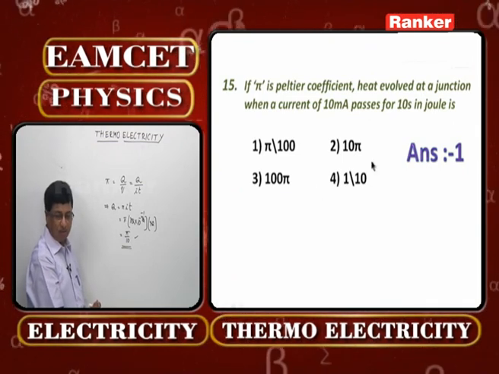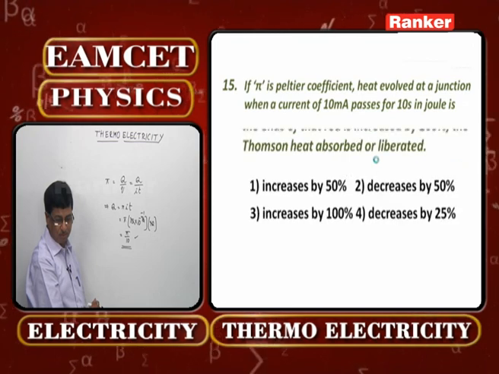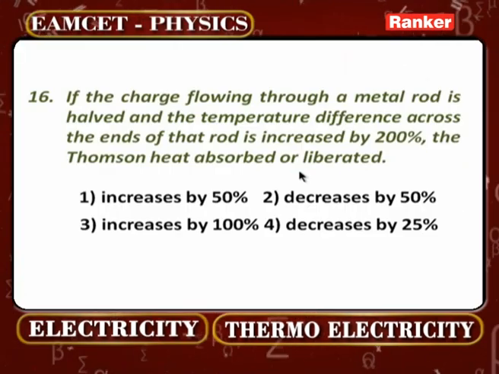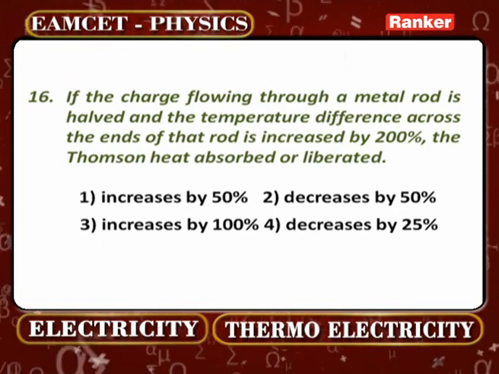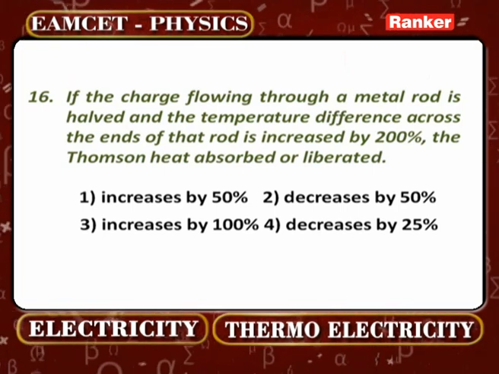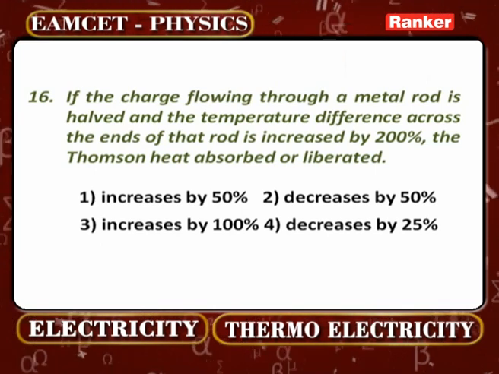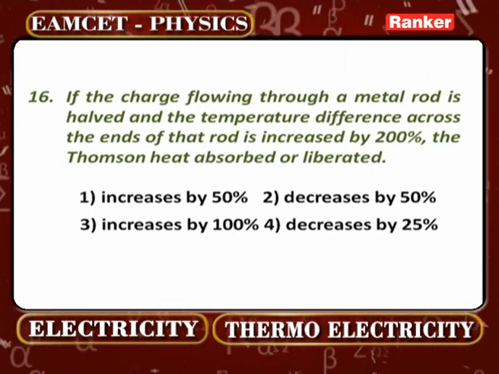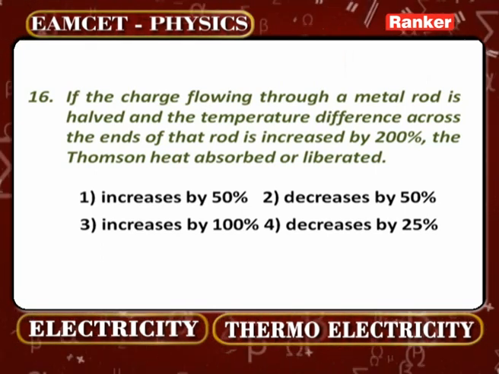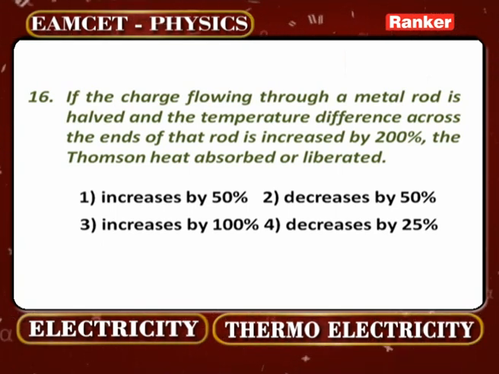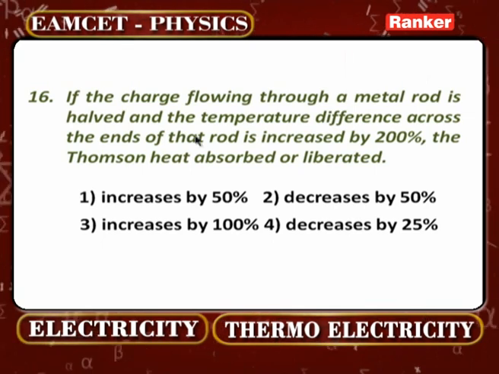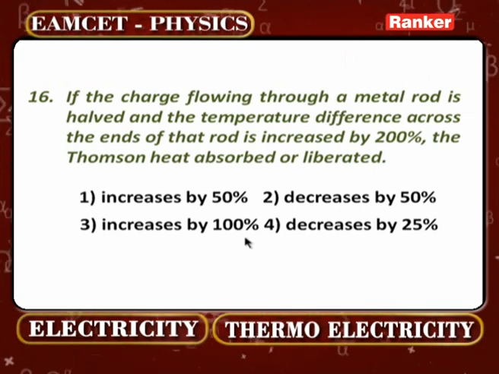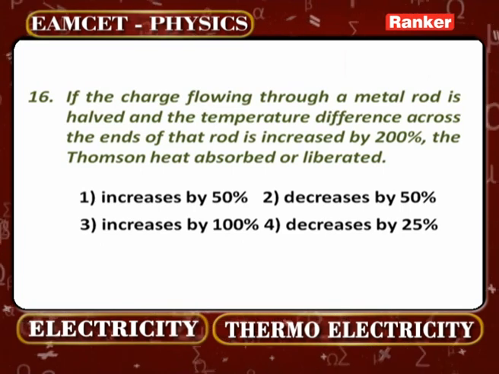Look at the next one, that is question number 16, please. If the charge flowing through a metal rod is halved and the temperature difference across the ends of that rod is increased by 200%, the Thomson heat absorbed or liberated, what happens to that value? Thomson heat he is talking. That means you should immediately get to your mind, sigma is equal to Q by q into delta T.